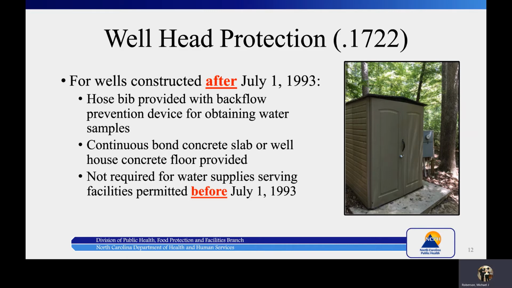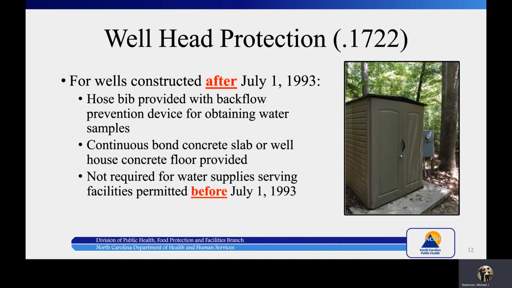Now let's look into our wellhead protection. We're moving into Rule 1722. For wells that are constructed after July 1st of 1993, we're going to require that a hose bib be provided with a backflow prevention device for obtaining water samples. Okay, so that hose bib is going to be provided for those wells. We're going to ask for and require a continuous bond concrete slab or well house with concrete floor provided. So if you see in the picture, we have a picture of a concrete slab under a well house that protects the wellhead.